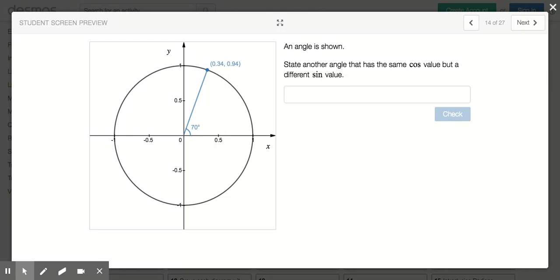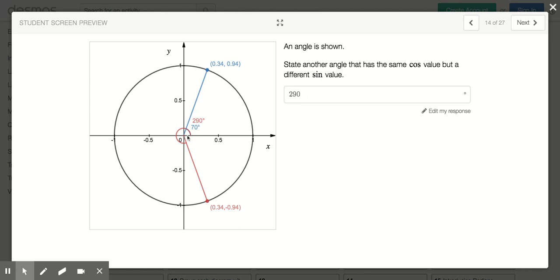So I could try negative 70 and see if that works. I could also try 360 minus 70, which would give us 290, and see if that works. So let's go ahead and try the negative 70 degrees first. Cool. So that worked. It gives us the same cosine, but a different sine value. It's negative here. Let's also try 290 and see if that works as well. Great. So 290 seems to work as well.